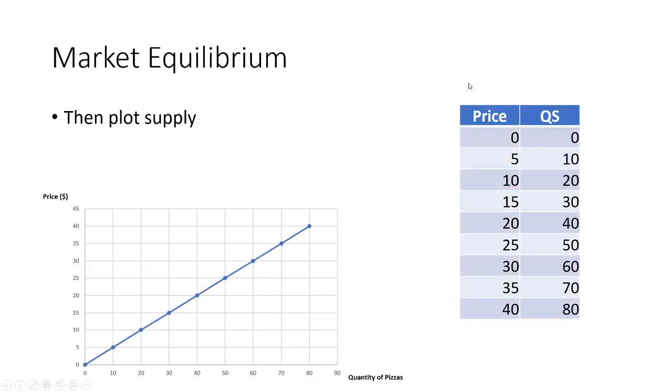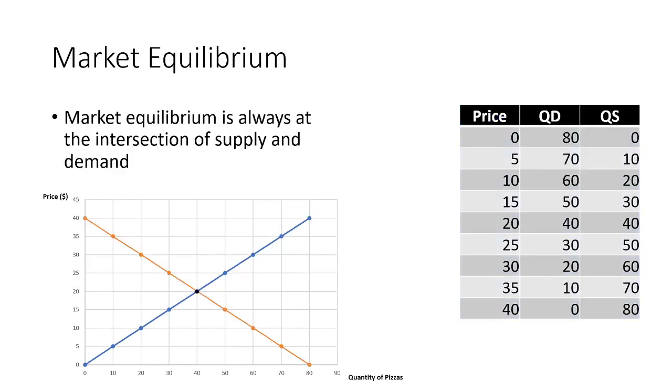Here's our supply schedule, and here's our supply graph. At a price of $0, there will be 0 pizzas supplied. Makes sense. No one's going to give away free pizza. At a price of $40, we'll have 80 pizzas supplied, right? So we've made a supply curve, we've made a demand curve. Now let's combine them and put them together on one graph.